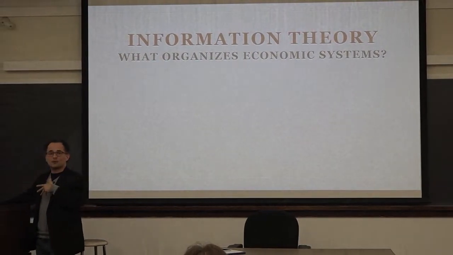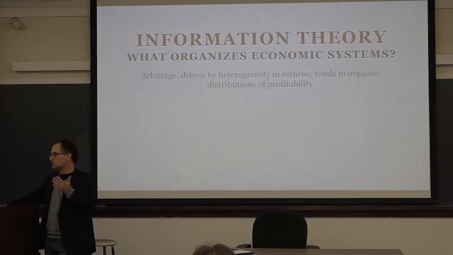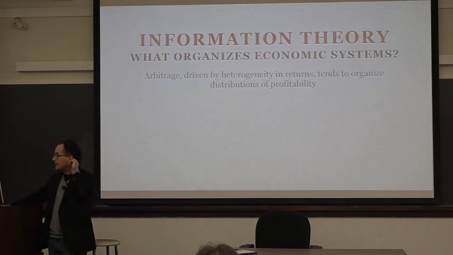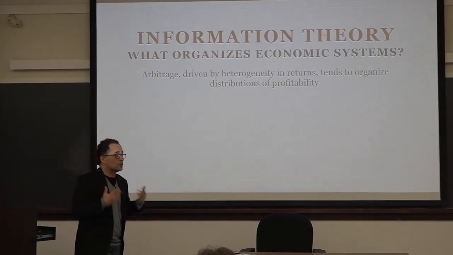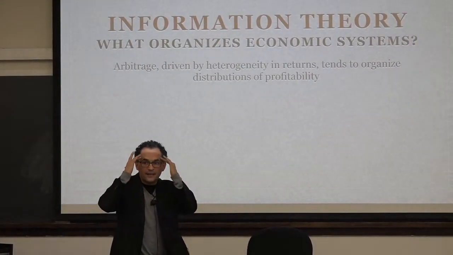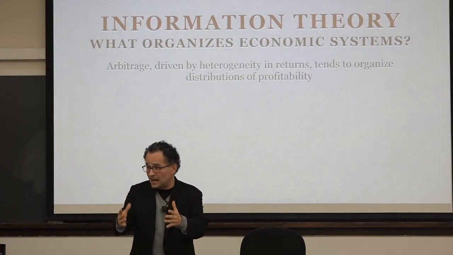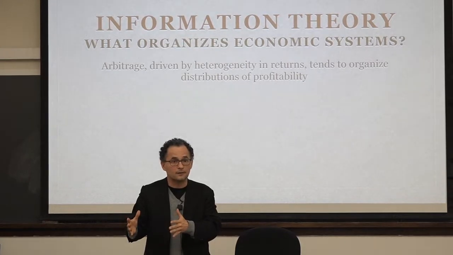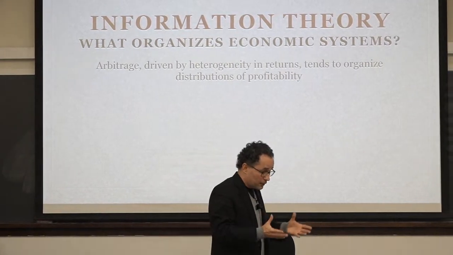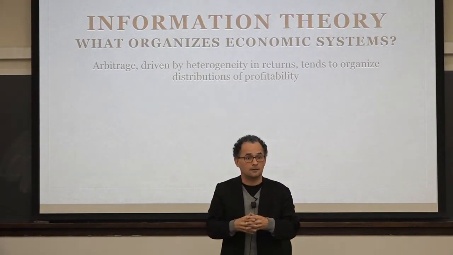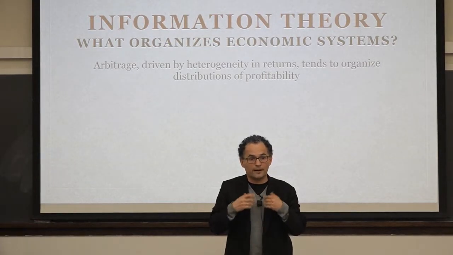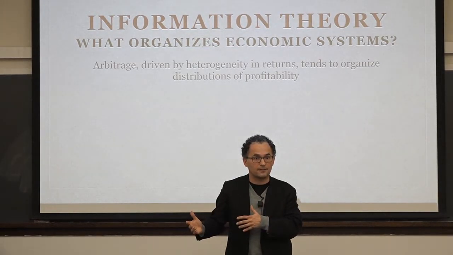In an economic system, what organizes distributions of profitability? Well, we already said it's the actions of these arbitrageurs. You can think of arbitrageurs who are moving capital from low yielding to high yielding as people that are effectively generating profits out of heterogeneity. If there's no heterogeneity, there is no arbitrage profit.